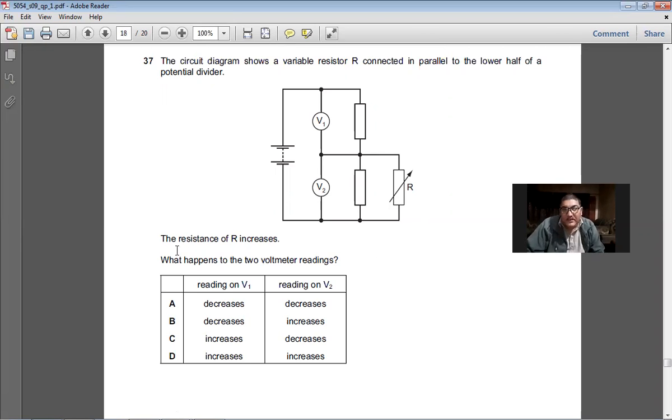The question is, the resistance of the R increases. What happens to the two voltmeter readings? Because when this will increase, the whole resistance will increase, and so this V2 will take the larger voltage. When it takes larger voltage, the V1 reading will decrease. So the V1 reading will decrease and the V2 reading will increase. So I think B is the right option.